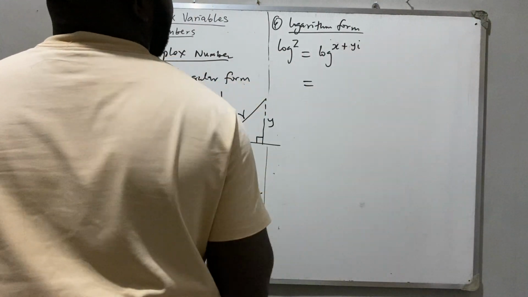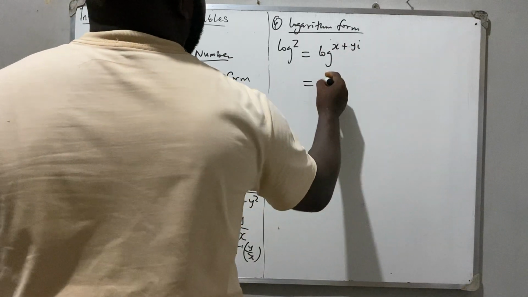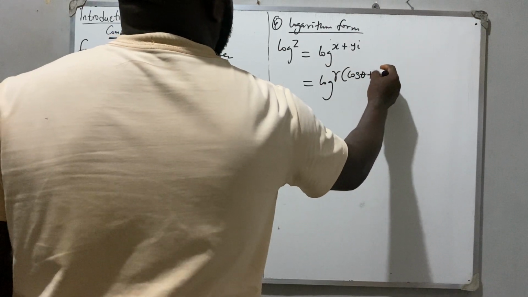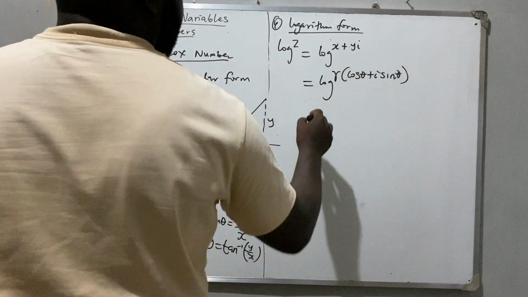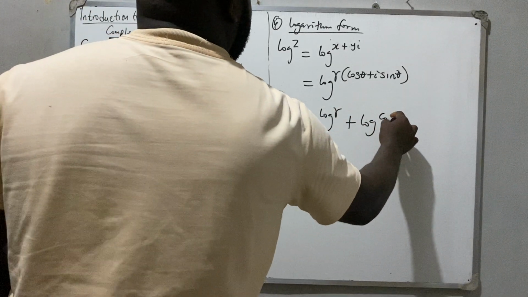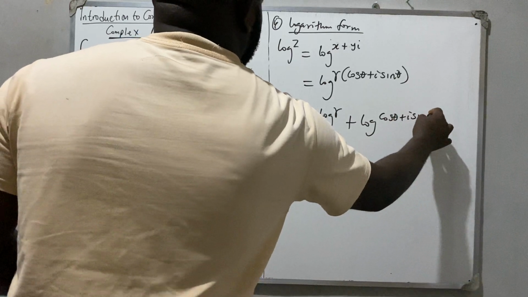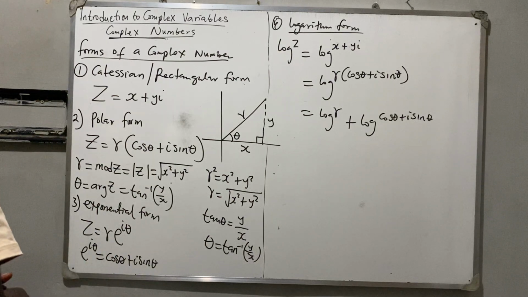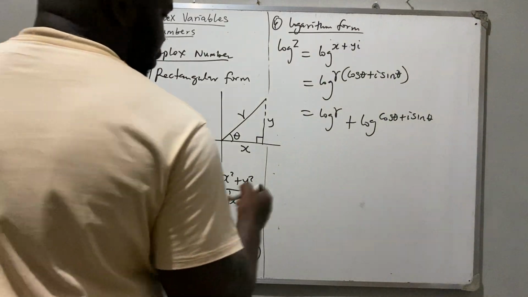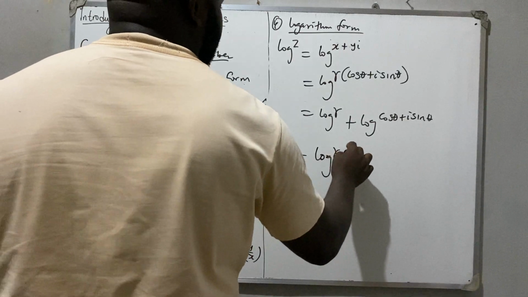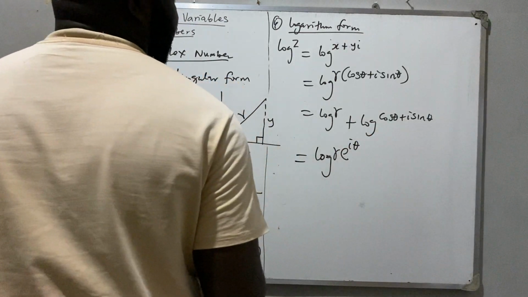Let us take the polar form of it. The polar form is r in bracket cos theta plus I sin theta. So this is log r plus log of cos theta plus I sin theta. That is basically that. Or another way is to take the exponential form. If you take the exponential form, we're going to have log of r exponential I theta. I think this one is better.